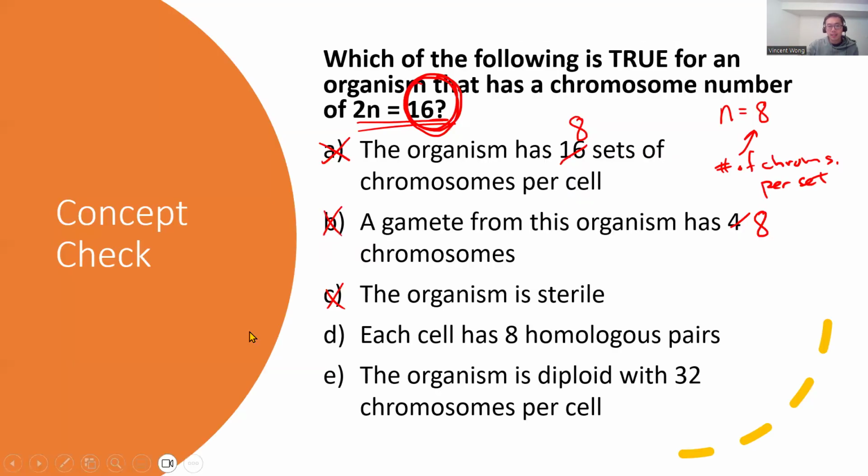Each cell has 8 homologous pairs. Well, it has 8 chromosomes per set. So that's chromosome 1, 1, 2, 2, 3, 3, 4, 4, all the way to 8, 8, right? So that would be 8 homologous pairs. That's right. The organism is diploid with 16 chromosomes per cell. That's all.